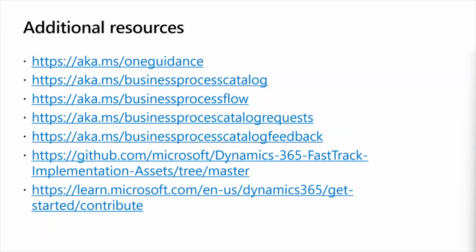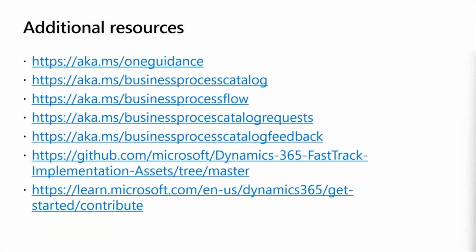I also want to point out the next link, which is business process catalog requests. That's another aka.ms link. And I actually just noticed that process is spelled incorrectly in that hyperlink on screen. So it should have two S's. We'll make sure that gets corrected before we publish the slides.